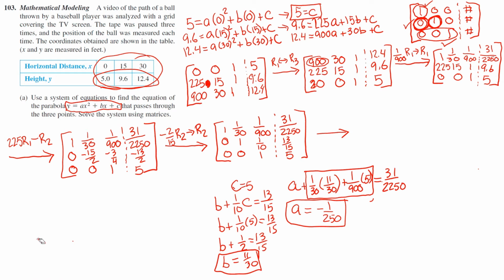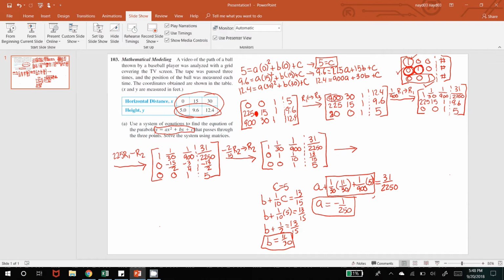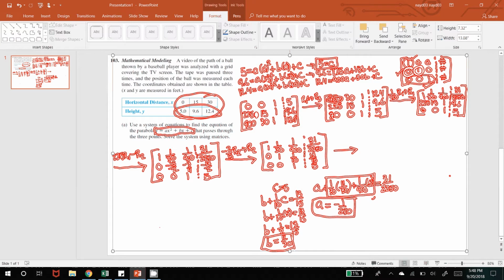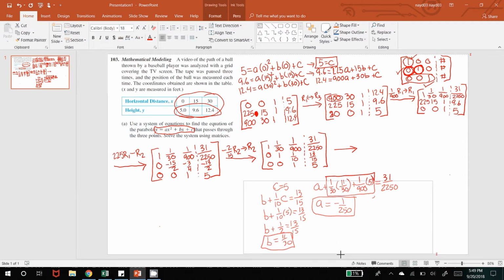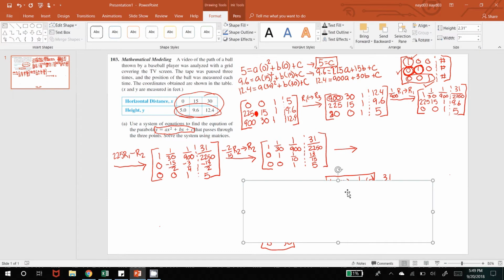Now, just to show you how to do this problem using the Gauss-Jordan elimination method, my eraser wasn't working. Okay. So I guess I'm going to have to edit this. Okay. Give me a second. I'm just going to cover this with a text box. Make it solid. There you go.